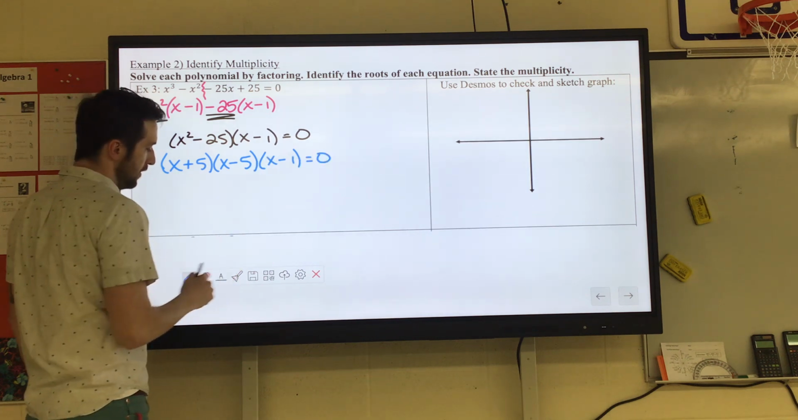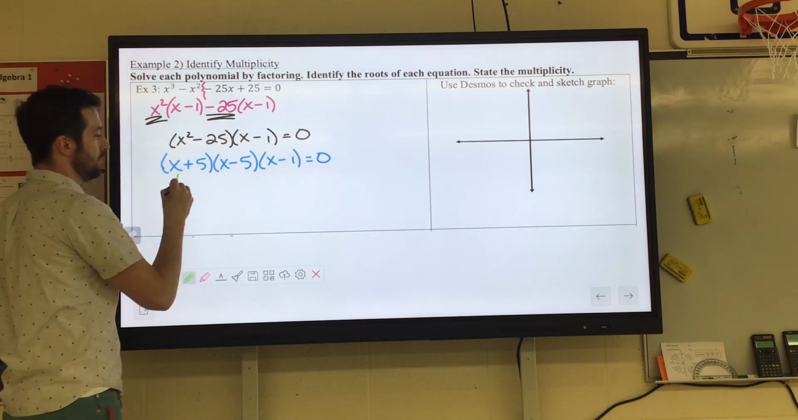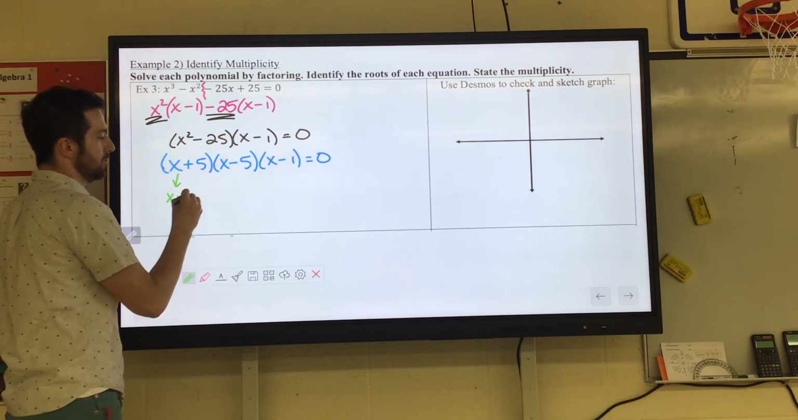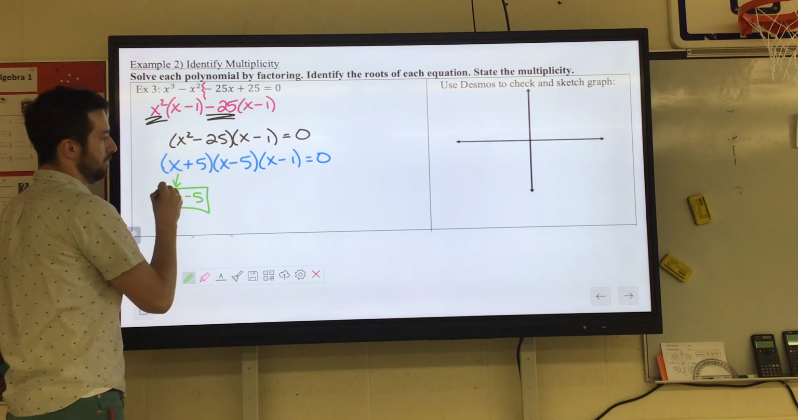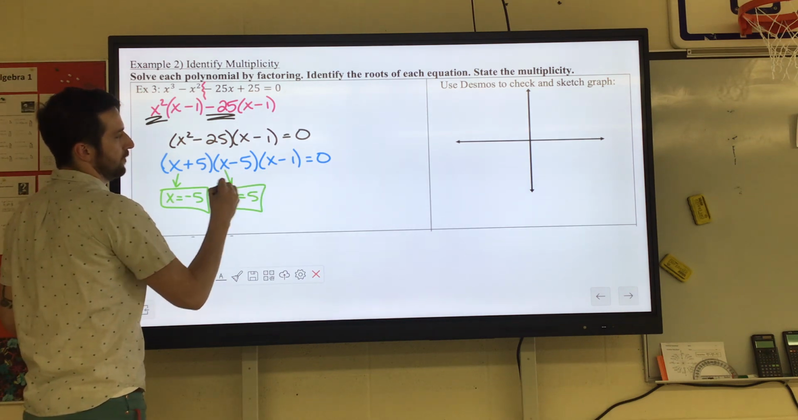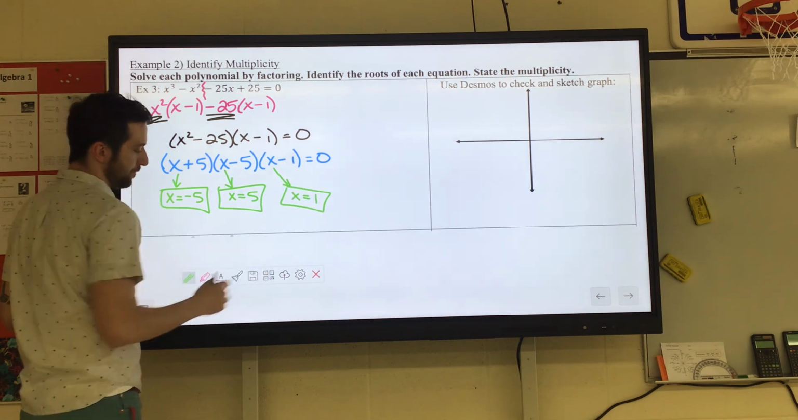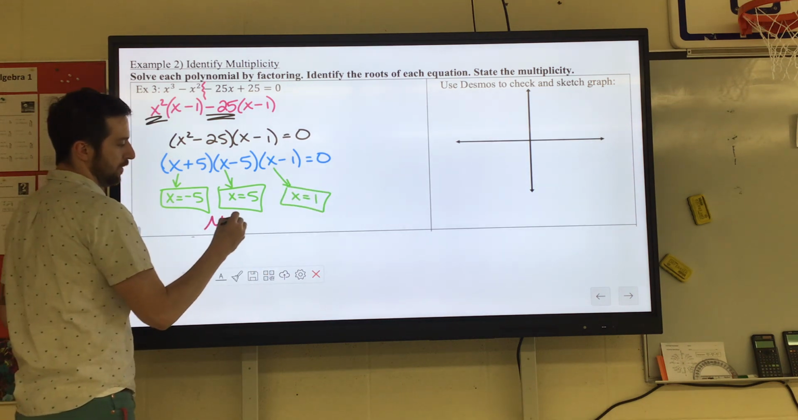So everything in here just shows up once. There's no exponents on it. So they're all going to have a multiplicity of 1. So x equals negative 5. This one, x equals positive 5. And here, x equals 1. Multiplicity of 1.